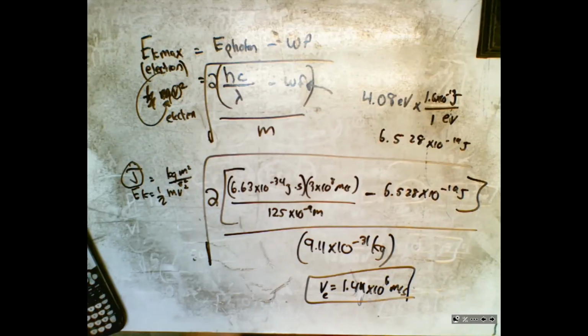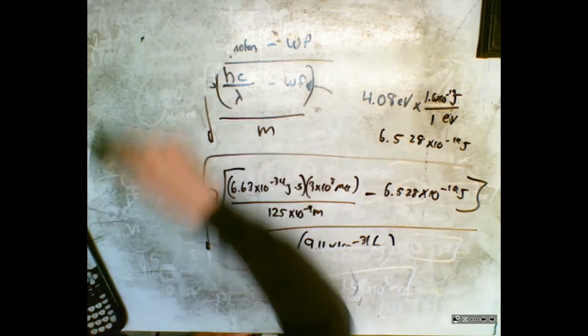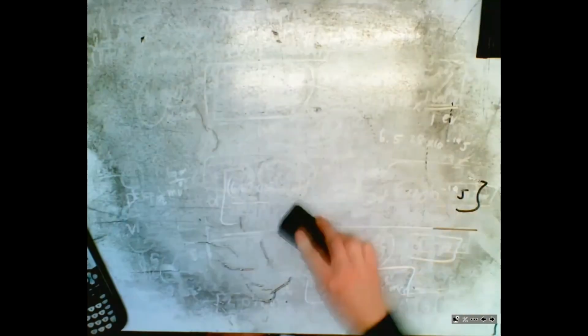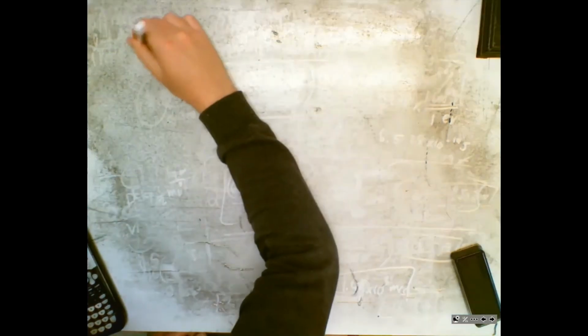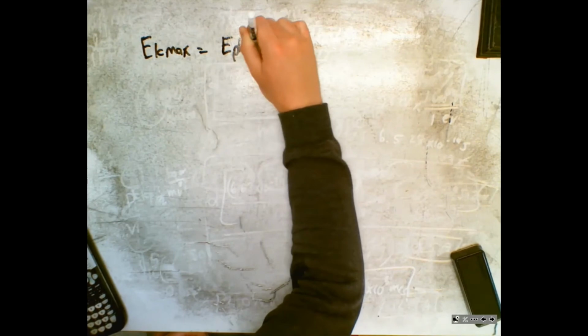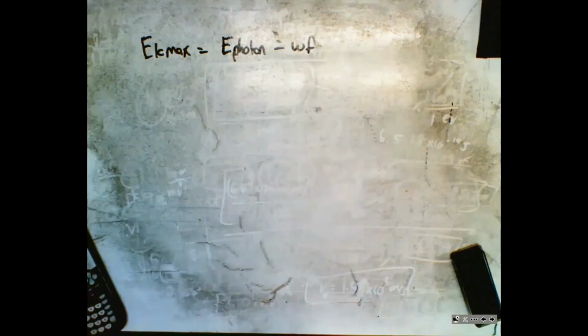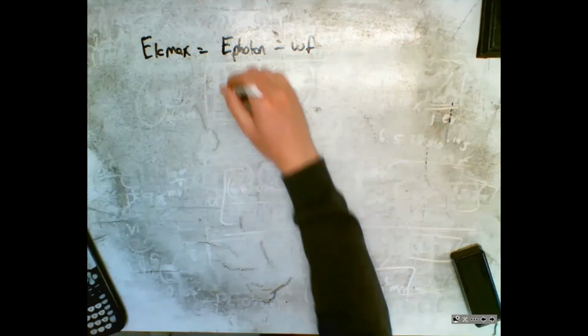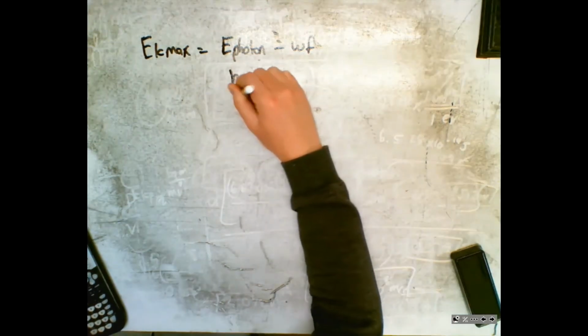So we're going to use our formula. EK max is equal to the energy of our photon minus our work function. We want to find the wavelength of light, so we're going to break this down. We're trying to find that.